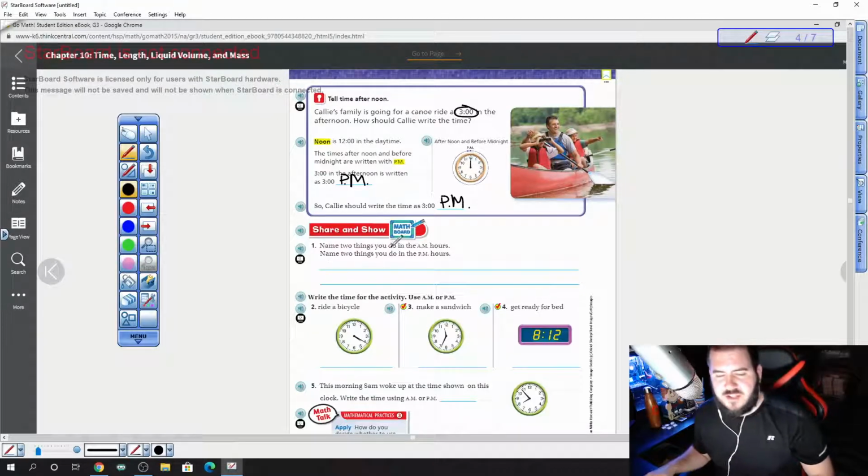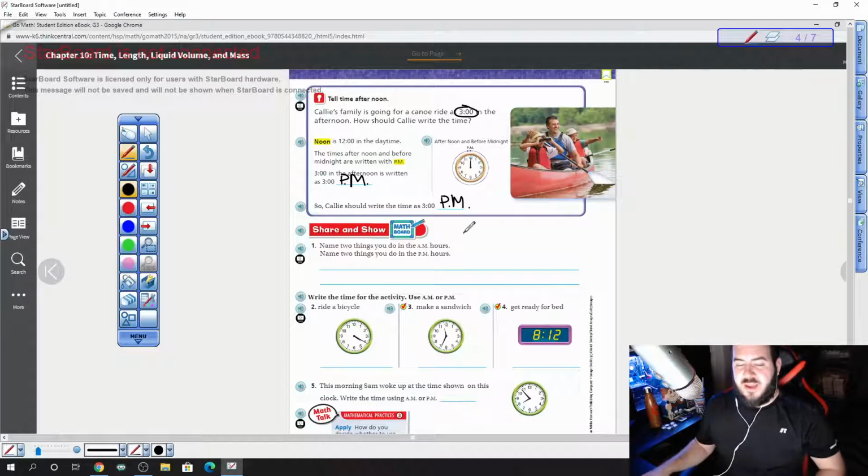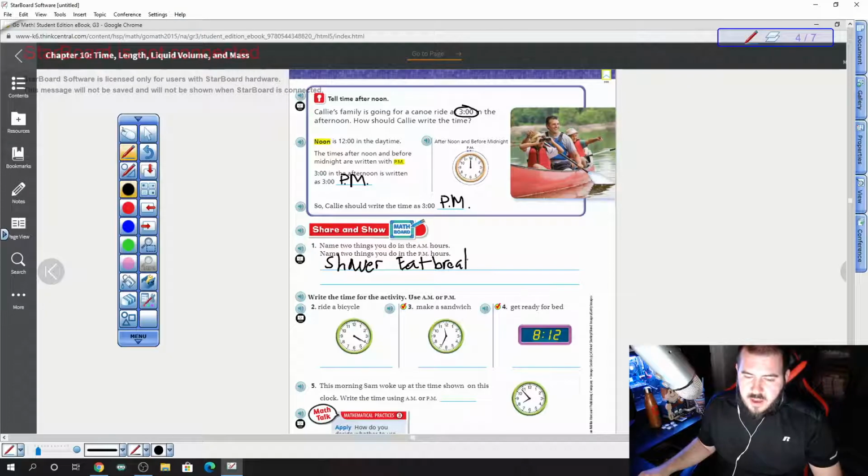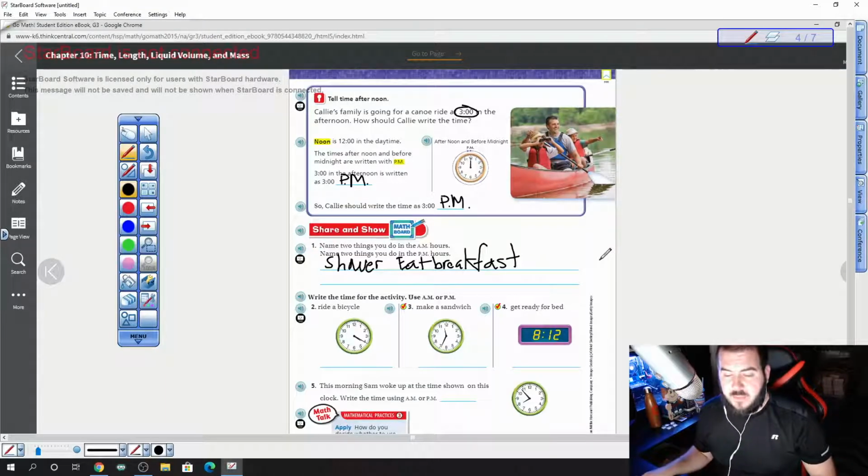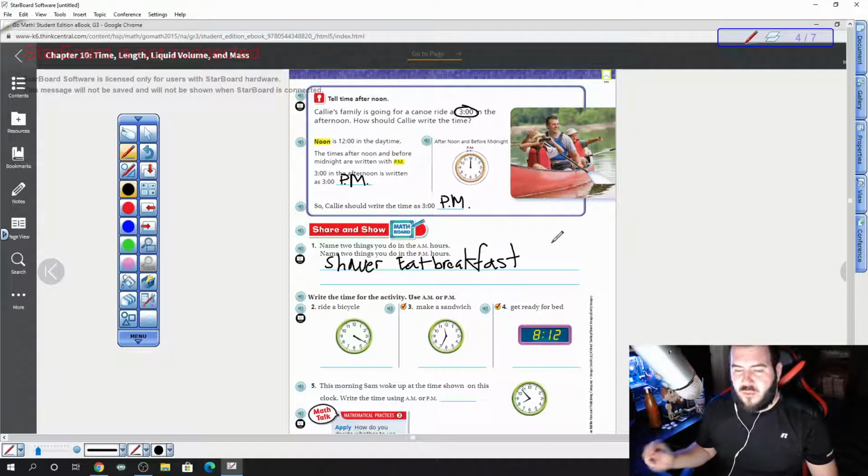Name two things you do in the AM hours and two things you do in the PM hours. So some good examples are shower. You might take a shower in the AM. Eat breakfast. Something that happens in the AM. Okay. That's two things. We can list some more. Going to school. Usually going to the school happens in the AM. Brushing your teeth. So anything that you're going to do in the morning before noon. We always had English class before noon.